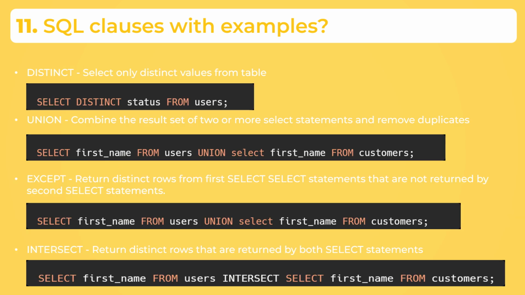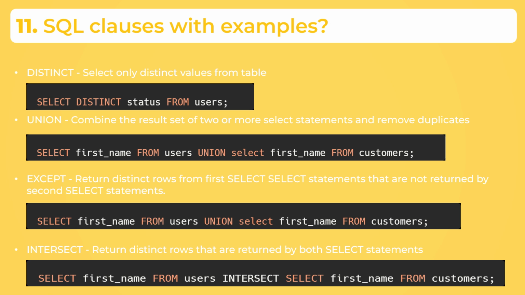Another one is distinct. Select only distinct values from the table. Take example, select distinct status from users. Another one is union. Combines the result set of two or more select statements and removes the duplicates. Select first name from users union select first name from customers.